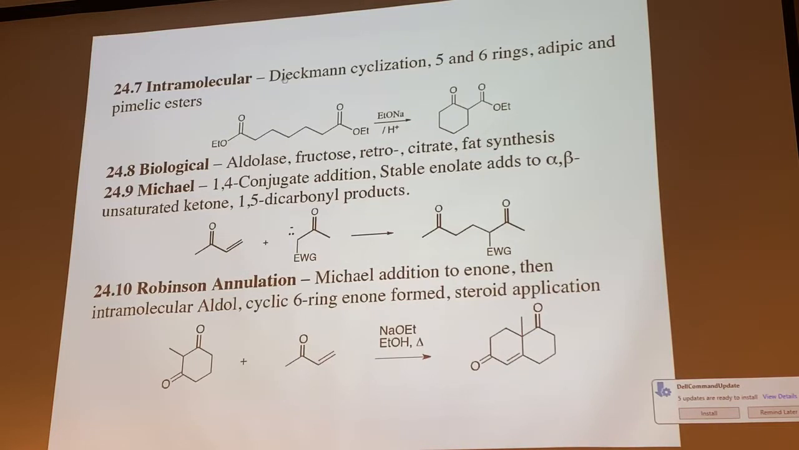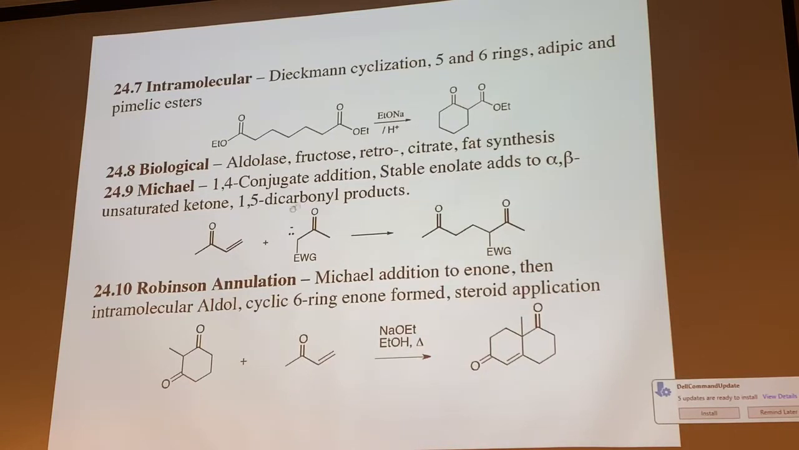Another person here, Dieckmann, Walter Dieckmann, was a German chemist who discovered the intramolecular Claisen reaction to give these cyclic beta keto products. Now in America, not to be left out, this was Michael, a chemist at Tufts University, right next door to Harvard.